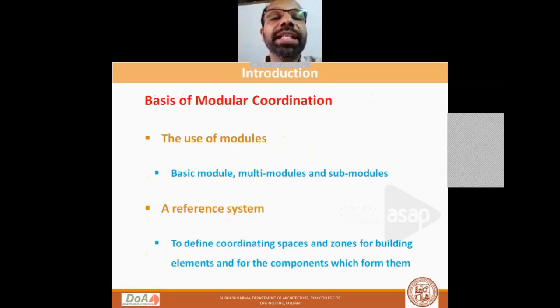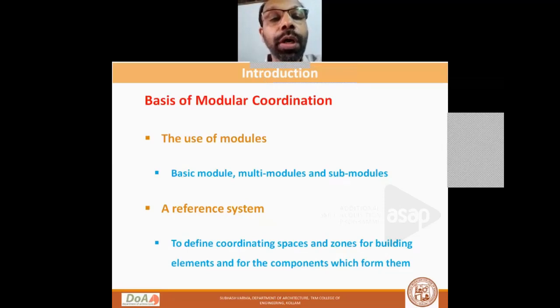So what is the basis of modular coordination? We'll try to see what the basis is. There are three important aspects. The first basic aspect is the use of modules. Modular coordination, as I said earlier, is associated with the use of modules. We have three types of modules: the basic module, the multi-module, and the submodule.